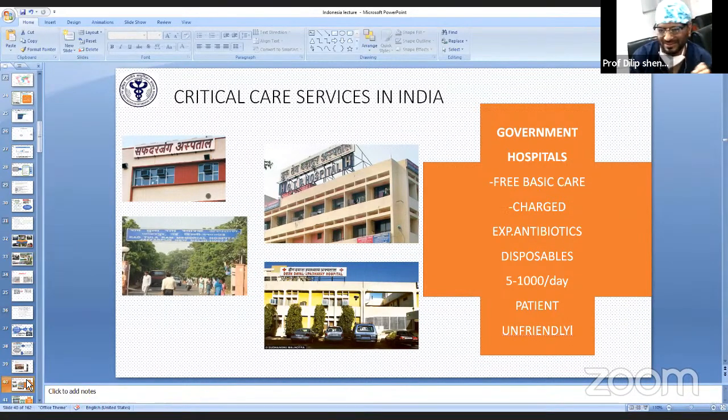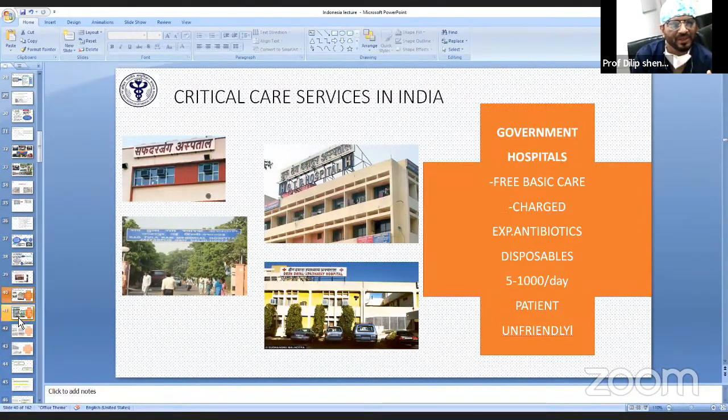Now, just a few words, a few slides about what the critical care services in India are. They are basically of two types. One is government hospitals. One of them is our hospital, also a government hospital, but a teaching one. So what is the benefit? There are three basic cares that charge for certain antibiotics and disposables. Each patient ends up spending 1,000 to 5,000 a day. But the hospital is so overloaded with patients that it becomes very patient unfriendly.